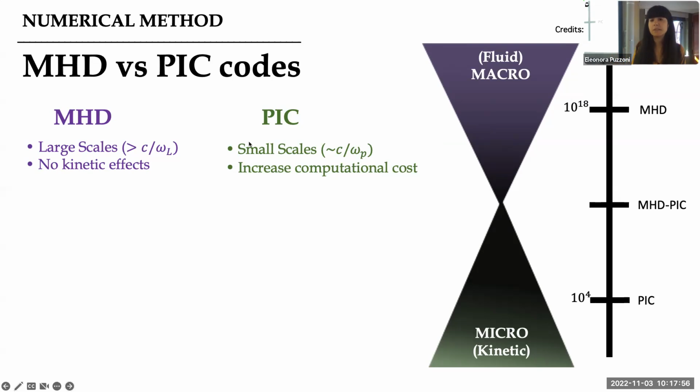In fact, the magnetohydrodynamic model works on large scales, larger than the Larmor radius of the particles, so it ignores all the kinetic effects that are relevant at the microscale. On the other hand, PIC codes work on smaller scales, as they need to resolve the plasma skin depth, that is several orders of magnitude lower than the typical size of an astrophysical object. So these codes are too expensive to describe the large-scale dynamics of astrophysical plasmas.